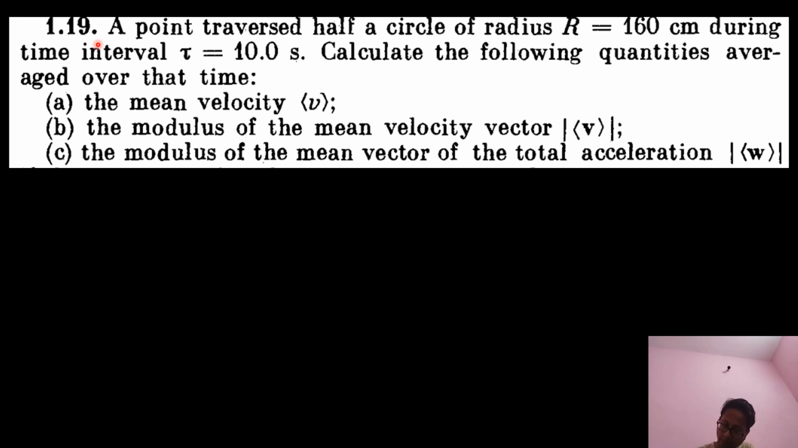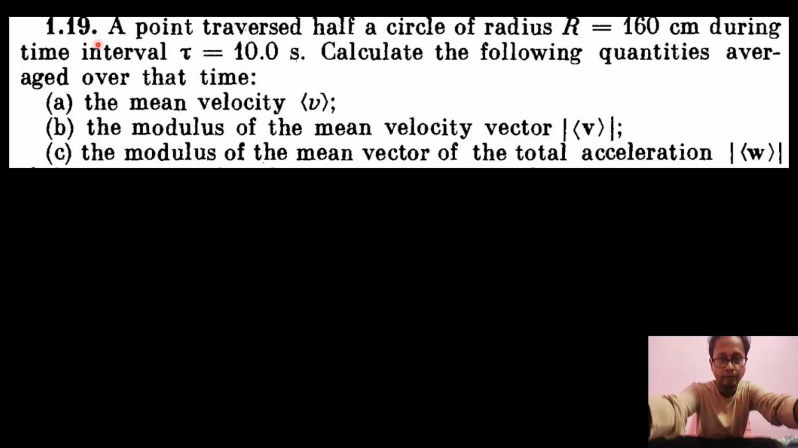So let's read the question. The question is saying: a point travels half a circle of radius 160 centimeter during the time interval of 10 seconds.